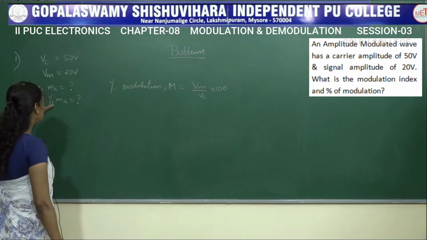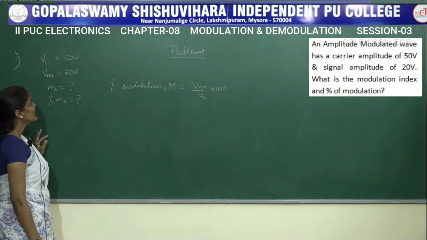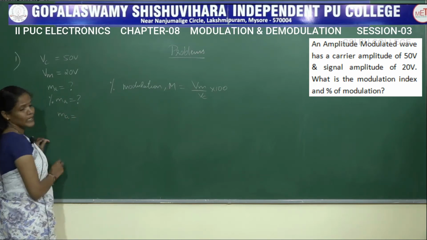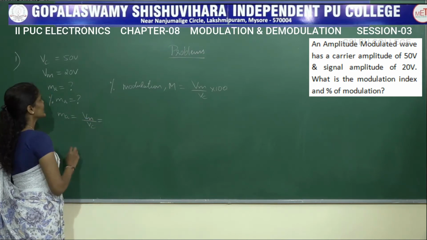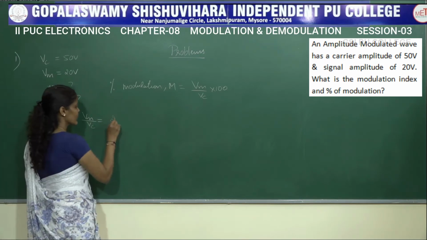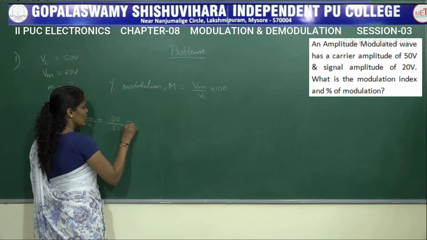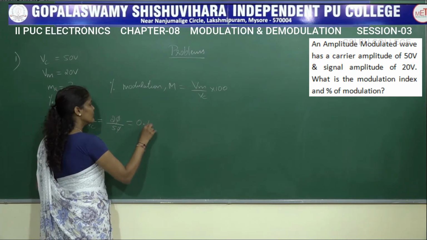So let us solve this. MA you have to find out. They have given Vc and Vm. The problem is very much simple. We have a direct formula. MA equals Vm divided by Vc, which is equal to, Vm value is 20 volts and Vc value is 50 volts. So after solving we will be left with 0.4.